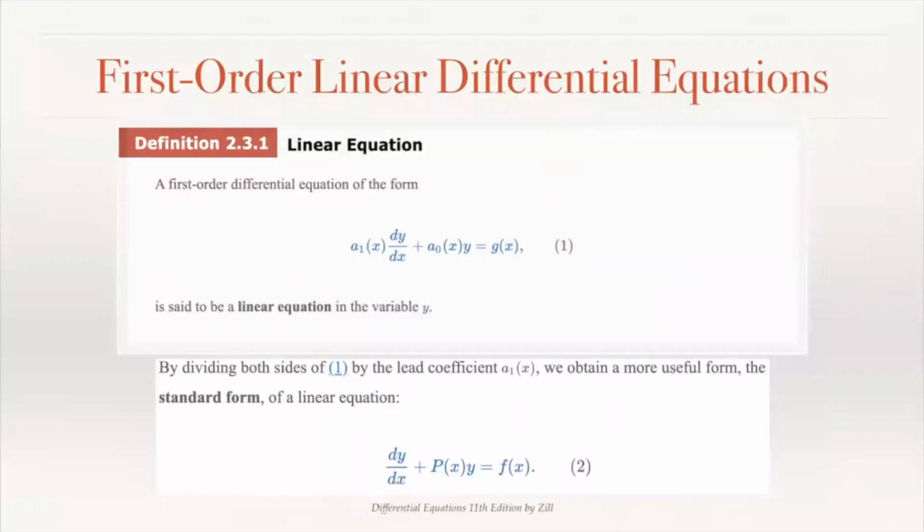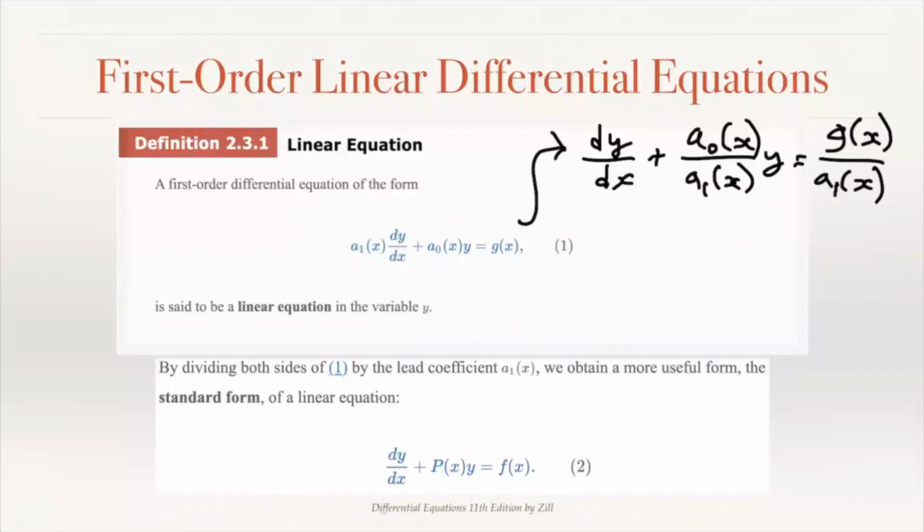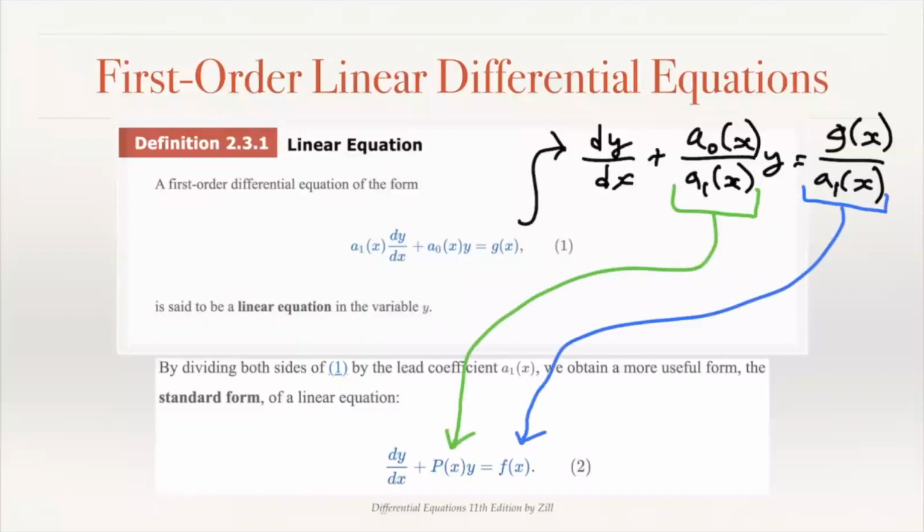And given an equation of this form, both sides can be divided by a1 of x to put it in standard form. So doing so, it looks like this. And then we just rename this piece to be f and rename this piece to be p. And thus we can always put it in that form. This is the form that we'll want it in order to solve it.